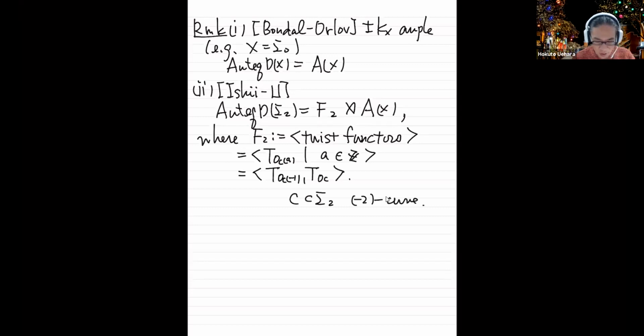And actually, we can prove this group is a free group of two generators. So that's why I denoted it F2. Okay.